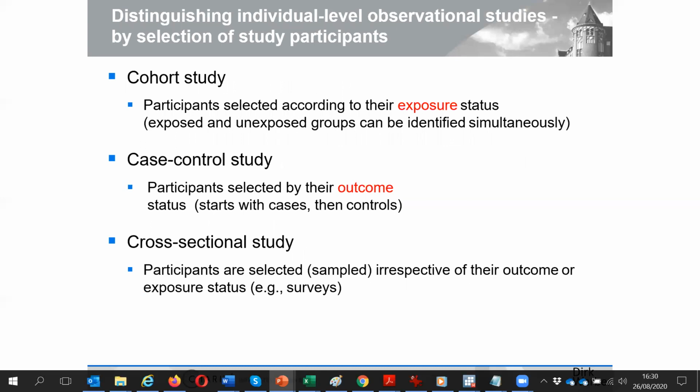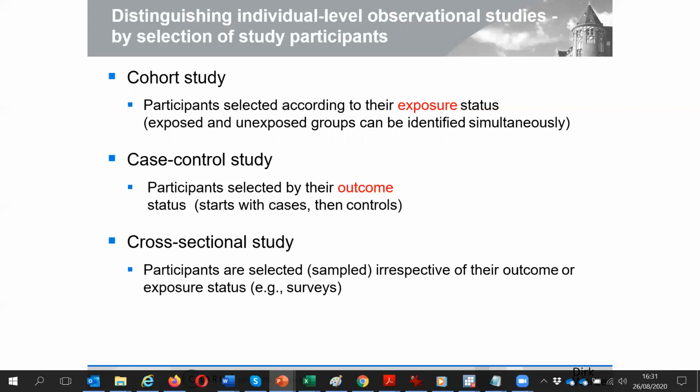Then just a recap on how we distinguish the individual observational studies based on the selection of study participants. For cohort studies, we said you select your study participants according to their exposure status. And so you have exposed and unexposed groups, which you can then follow up to see whether they develop the outcome. For your case control study, the participants are selected by their outcome. You select cases, those with disease, and controls, those without disease, and you look for the exposures retrospectively.